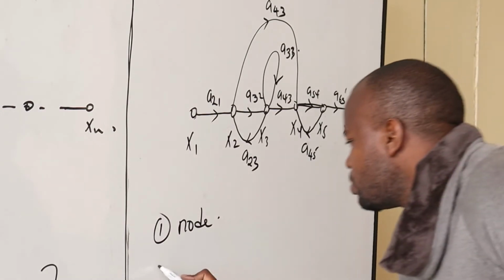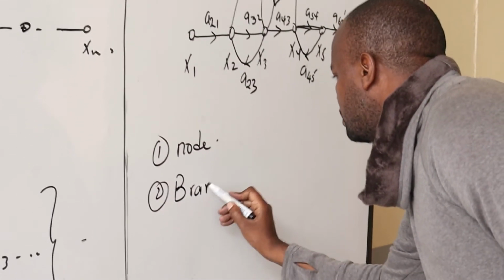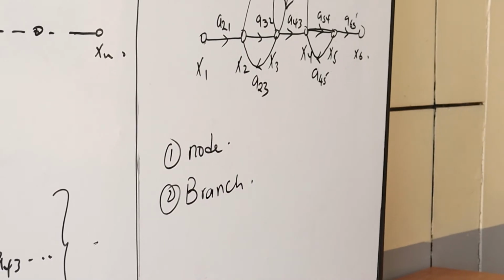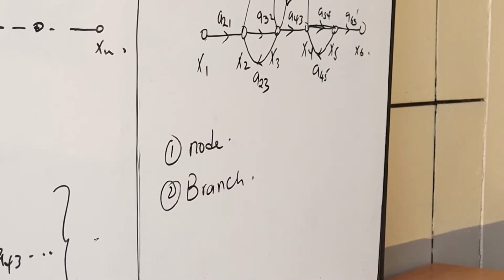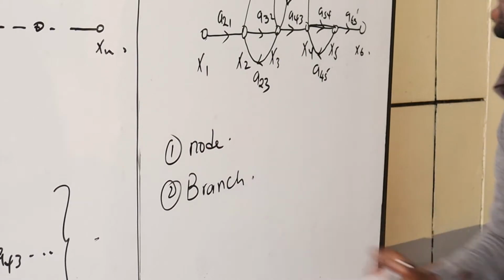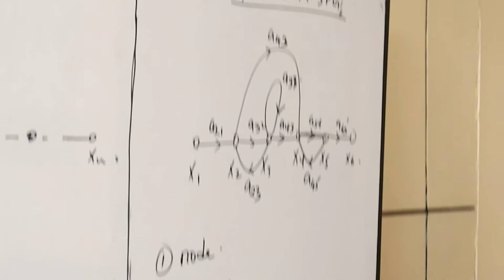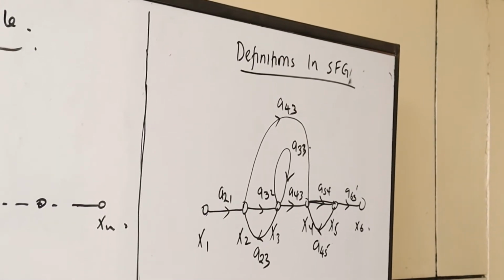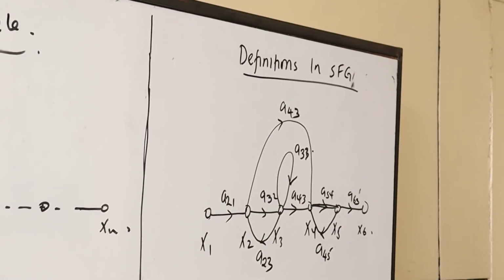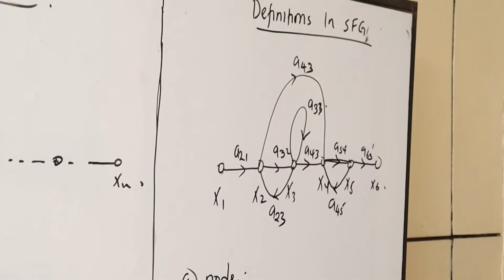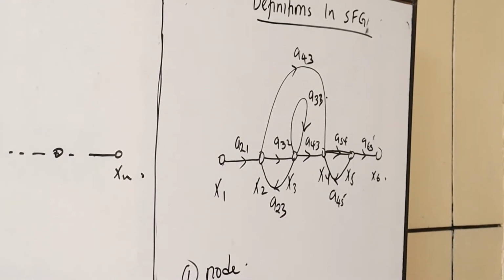The second one that we can talk about is the branch. When you talk about a branch, a signal usually moves from one node to another. That particular movement from one node to another, that line, like where we have the A21, the A32, and so on, is what we usually refer to as a branch. That distance between one node and another is what we refer to as a branch.